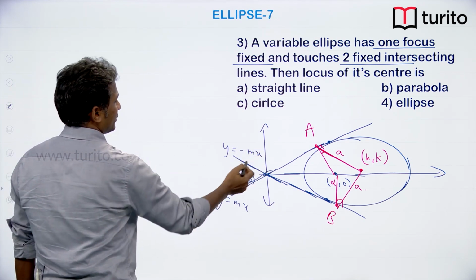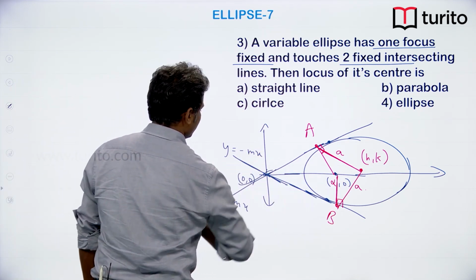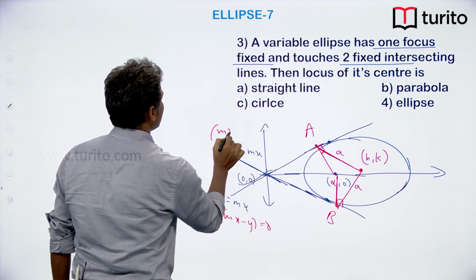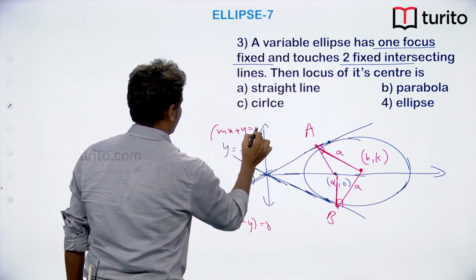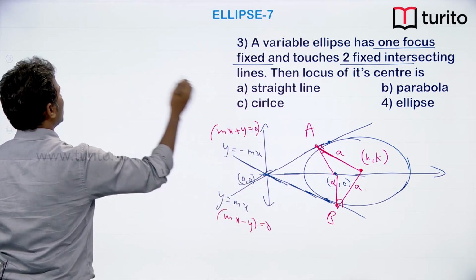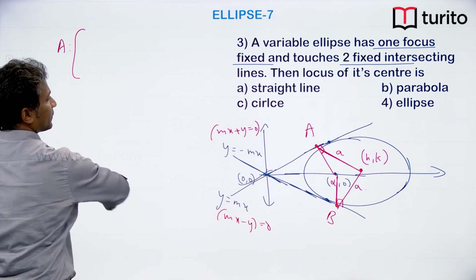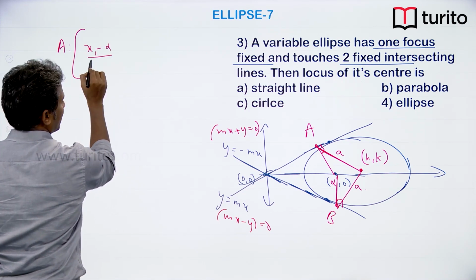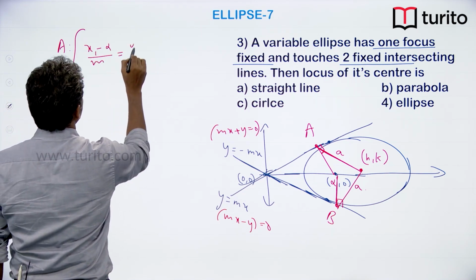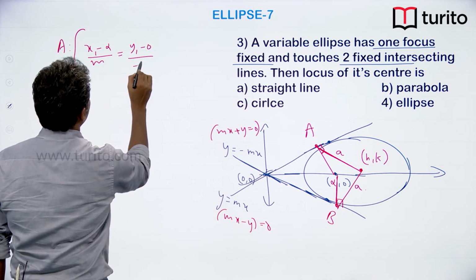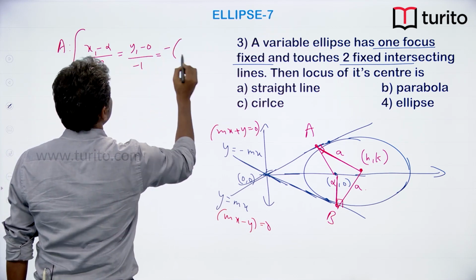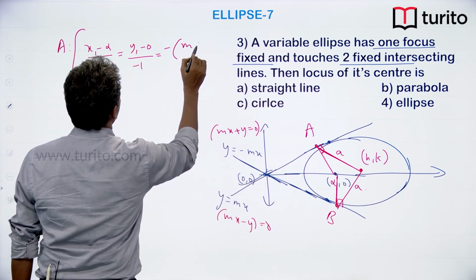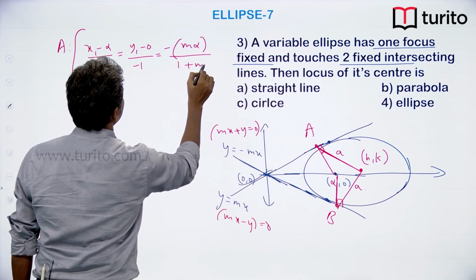Here for this line we have to find the foot. This line can be written as mx minus y equal to 0, and this line can be written as mx plus y equal to 0. So our A point will be given by (x1 minus alpha)/m = (y1 minus 0)/(minus 1) = minus into, in this we have to substitute the point which is (alpha, 0), so m alpha divided by 1 plus m square.